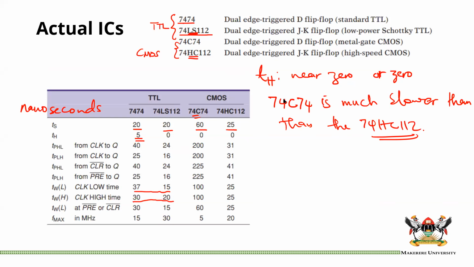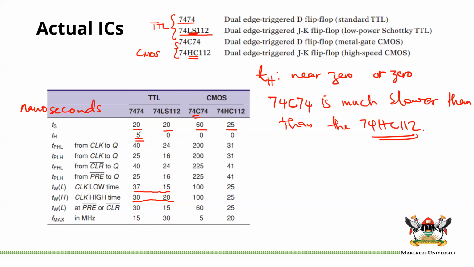Kwebiha, these are not applications. These are just specifications of these gates. So when you go and buy that dual edge trigger D flip-flop, it will come with a data sheet, and in the data sheet they will show you these values. These are not applications, but specific ICs. So a 7474 is an IC.